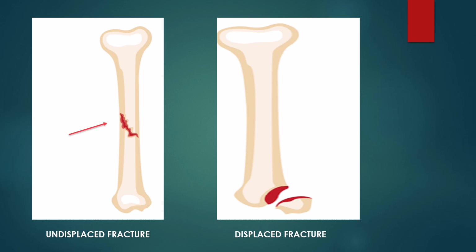As we can see in this picture, the first picture represents the undisplaced fracture and the second picture represents the displaced fracture. You can see in the first picture, there is a fracture in the bone, but the bony fragment, that is the fractured fragment, has not moved out of its alignment. Whereas in the second picture, there is a fracture in the bone and the fractured fragment has moved out of its alignment.